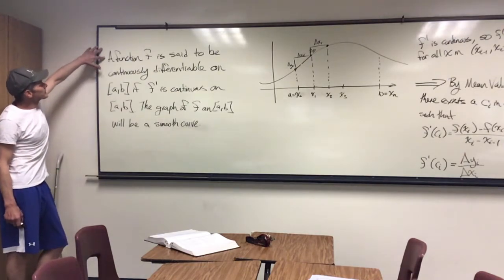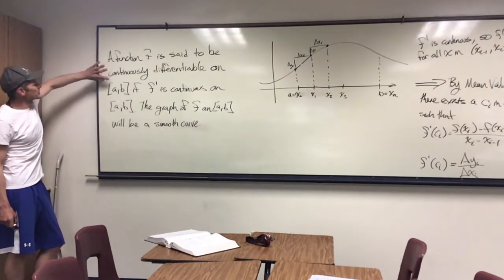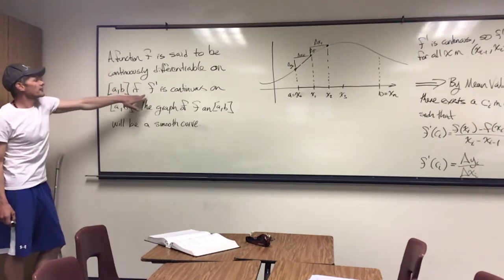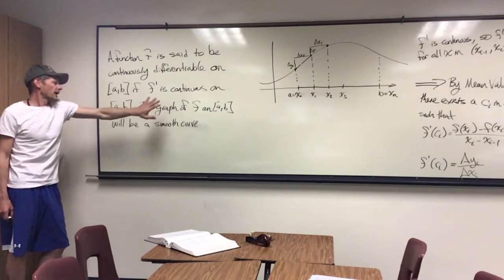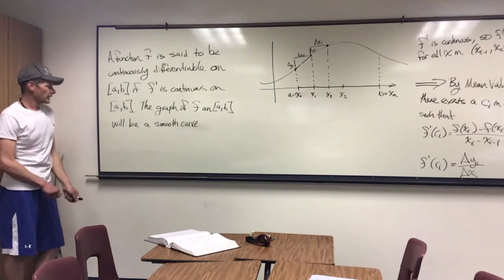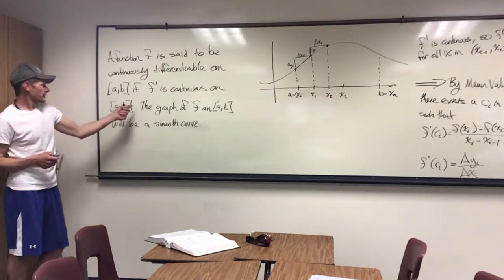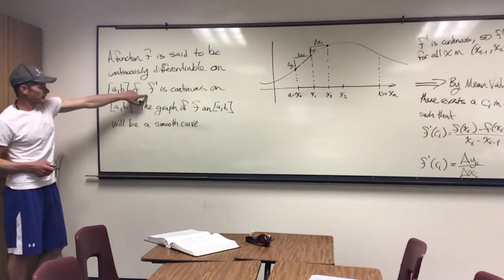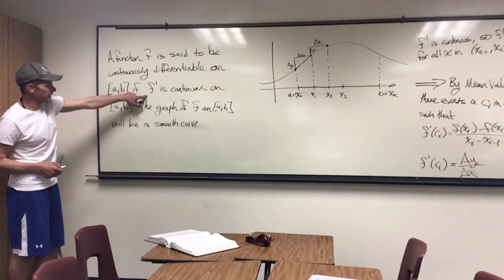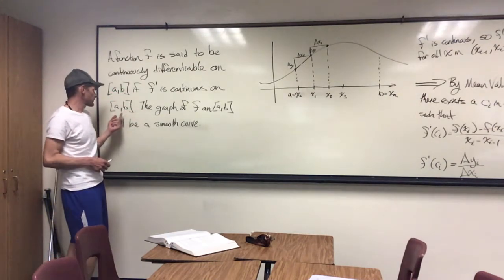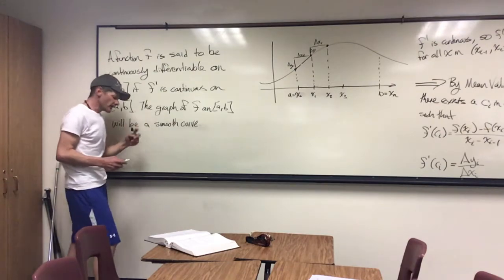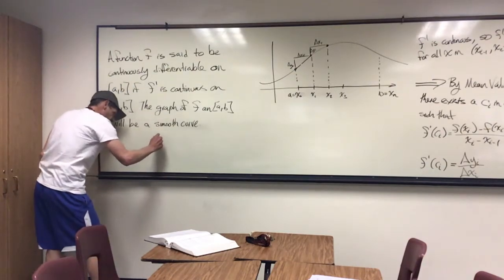So a function f is said to be continuously differentiable on a closed interval if f prime is continuous on a closed interval. Okay? If a function's derivative is continuous on a closed interval, then the graph is smooth. So I guess I'll give you a couple non-examples.